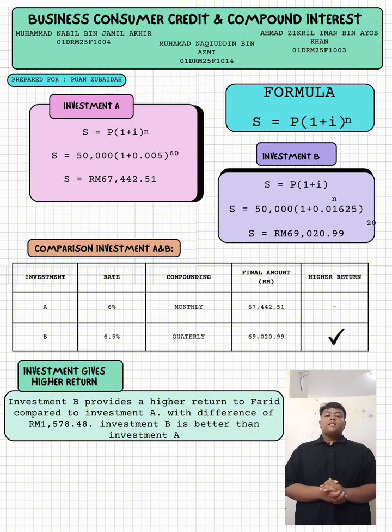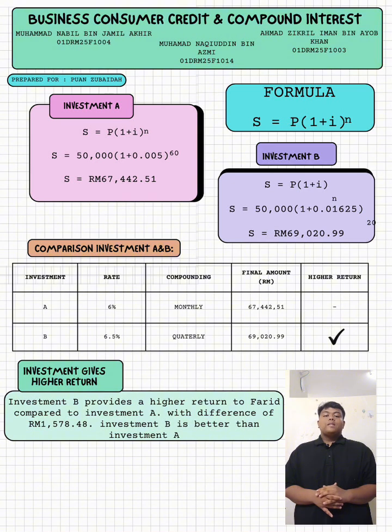S is the final amount after interest, and P is the principal, which is 50,000 ringgit, and i is the interest rate for each compounding period, and n is the total number of compounding periods. In this formula, first we add 1 and i together, then we raise that result to the power of n. That means multiply it by itself n times. Finally, we multiply by P to get the final amount.